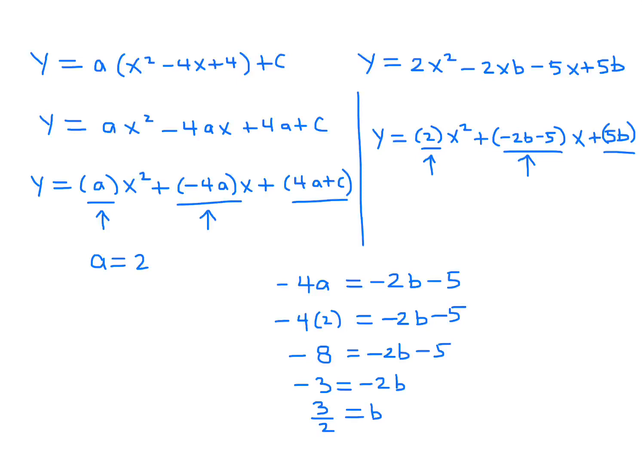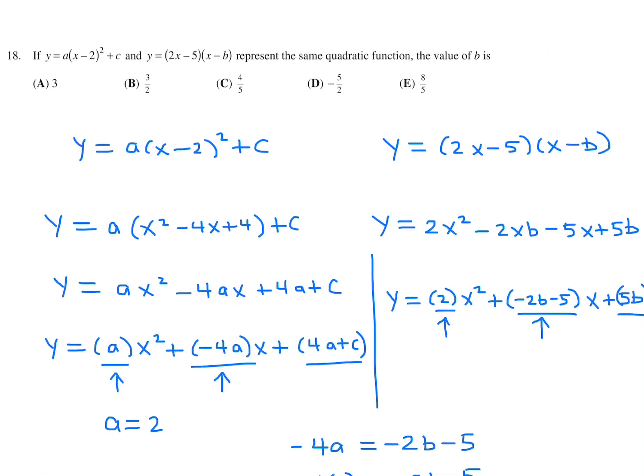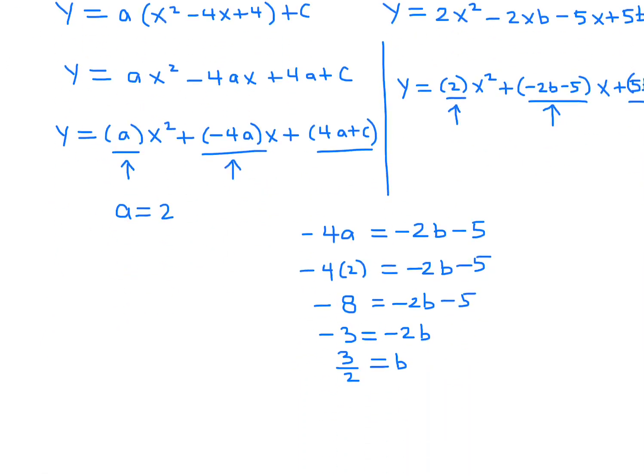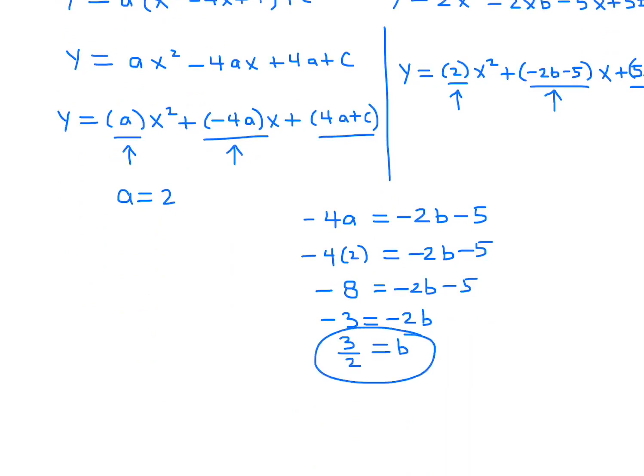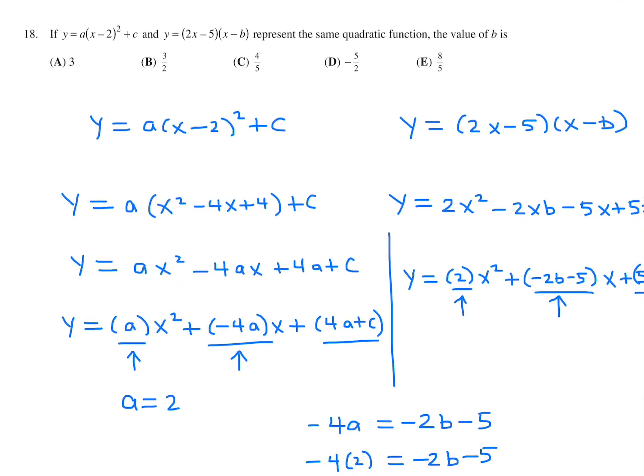Okay. And what is it that they want in this question? Oh, the value of b. All right, I think I got it, right? 3 over 2. And that's it. So number 18, the answer is B.